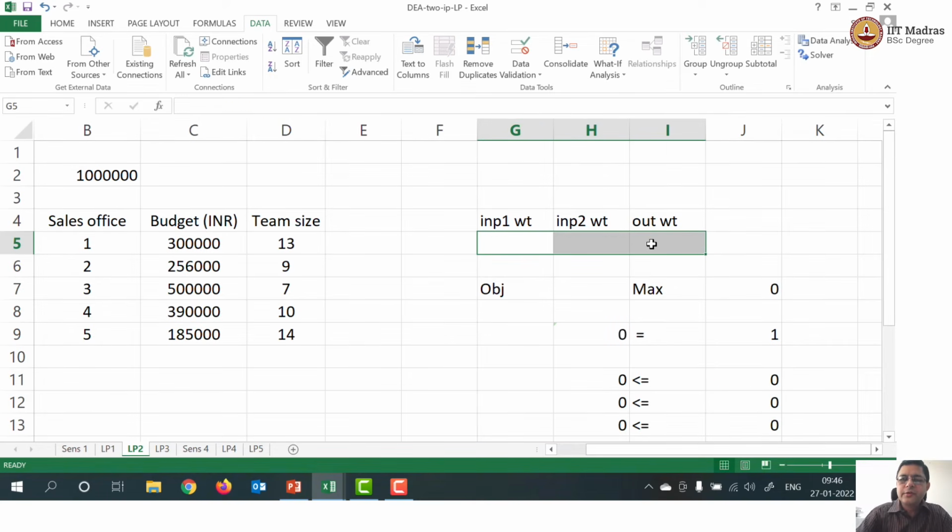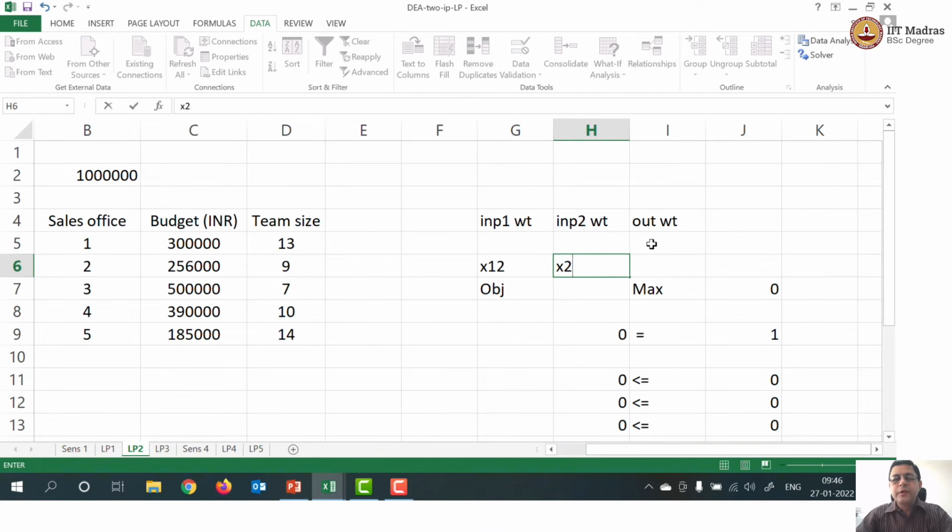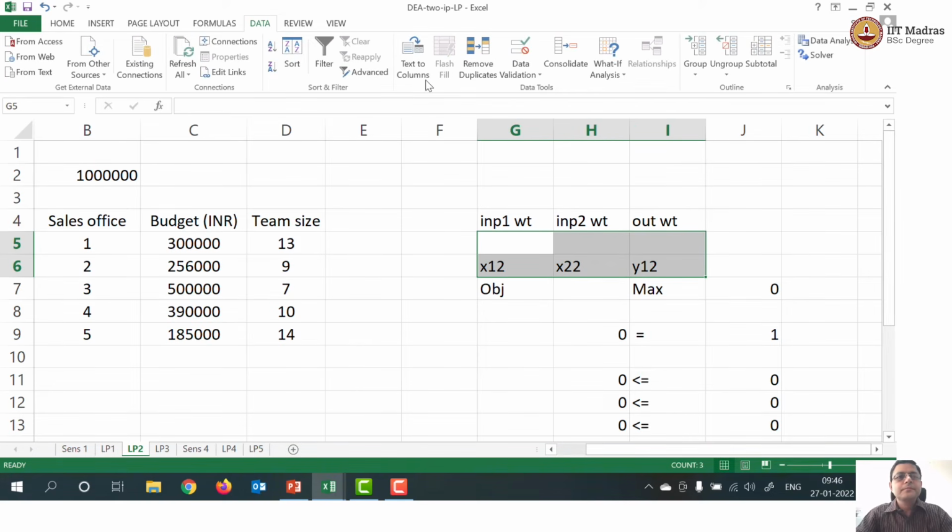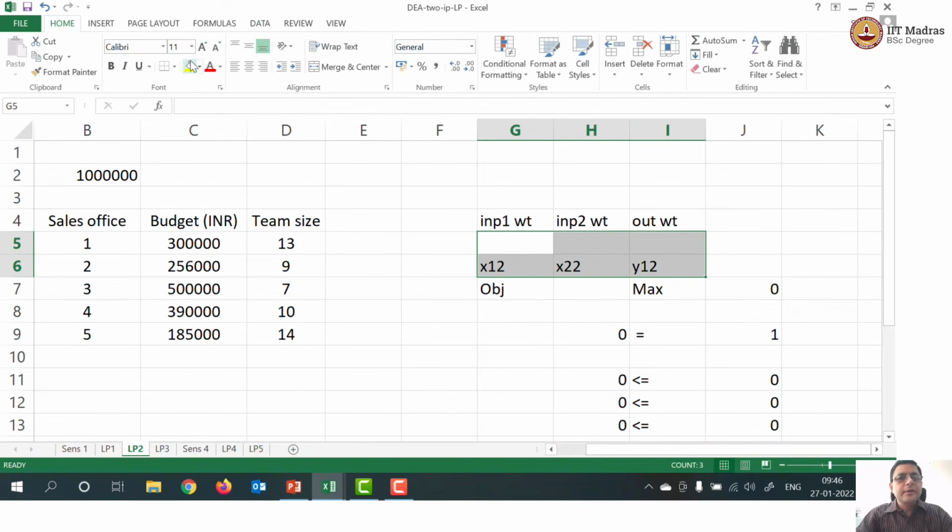Let me bring it down to 0 just to initialize the problem, so now these cells are empty. What are these decision variables? This decision variable is input weight number 1 for DMU 2. This is input weight number 2 for DMU 2. This is output weight number 1 for DMU 2. So these are your decision variables.